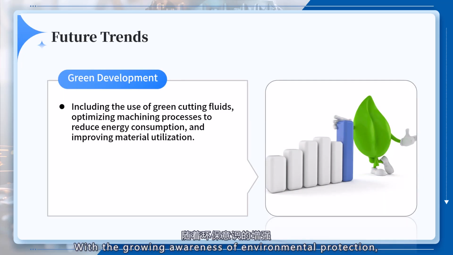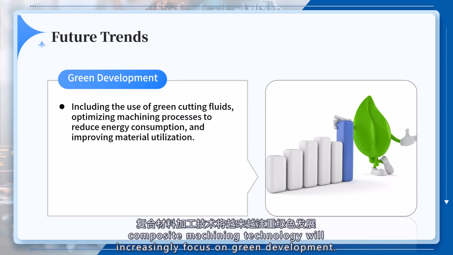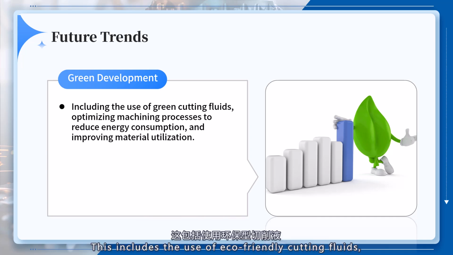Green development. With the growing awareness of environmental protection, composite machining technology will increasingly focus on green development. This includes the use of eco-friendly cutting fluids, optimizing machining processes to reduce energy consumption, and improving material utilization.